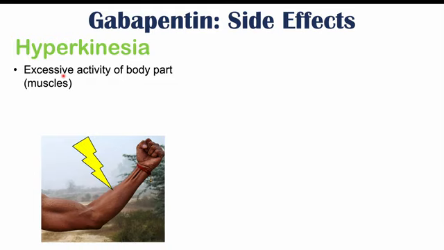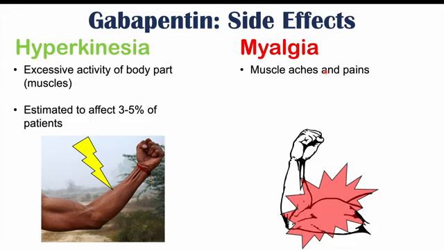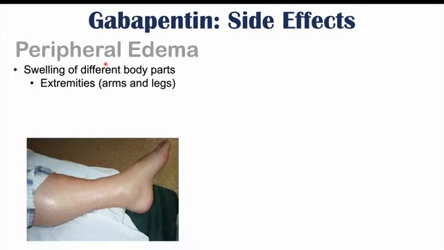We can also see issues with hyperkinesia. So hyperkinesia is going to be excessive activity of body parts, particularly the muscles. This can go along with those tremors we talked about before, and this can occur in approximately 3 to 5% of patients. And then we can also see myalgias. Myalgias are muscle aches and pains, and this also can occur in 1 to 5% of patients. And then some other side effects that can occur include peripheral edema. So peripheral edema is swelling of different body parts, particularly the extremities like the arms and the legs. And again, this is going to occur in 1 to 5% of patients.